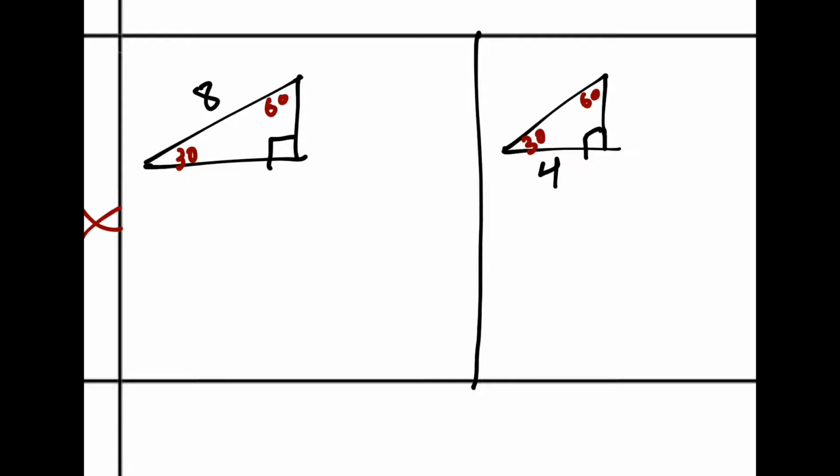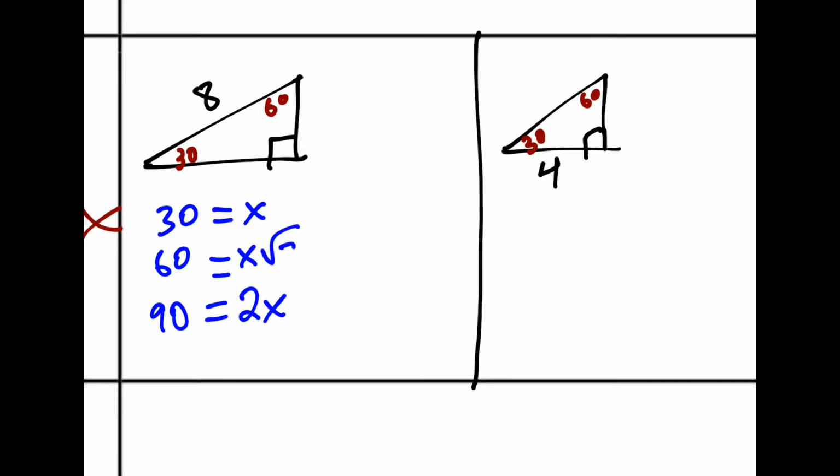So let's look at 3 different scenarios. With this triangle, I have to consider the 30, the 60, and the 90. Across from 30 is always going to be x. Across from 90 is always going to be 2x. Across from 60 is x root 3.